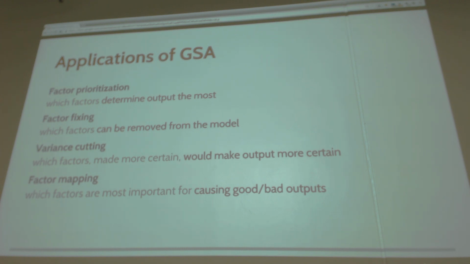And one last setting is a particular case of this where the output is binary. So, for example, you have an industrial process that either goes well under some conditions or it doesn't go well and it diverges or explodes or just produces not what you would like it to. So if the output is binary, you may be interested in which factors are the most important for determining if you'll have a good or bad output. This is kind of just a case of the applications above, but it's an interesting one. It's called factor mapping.